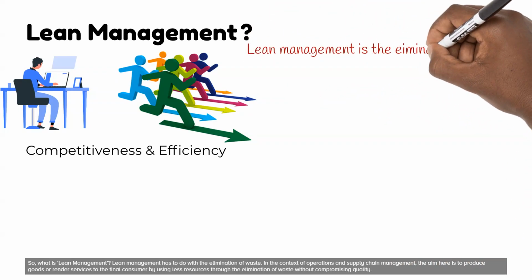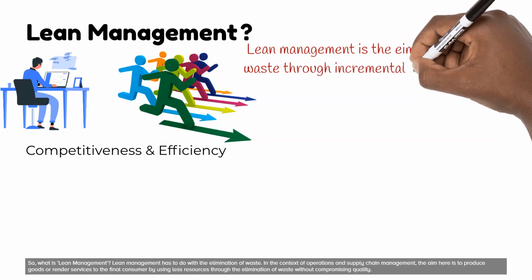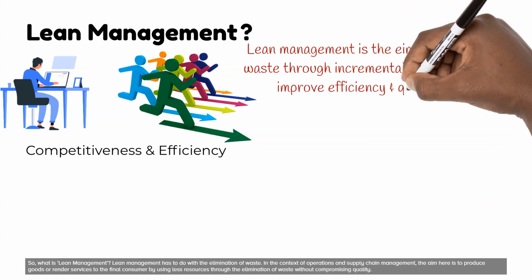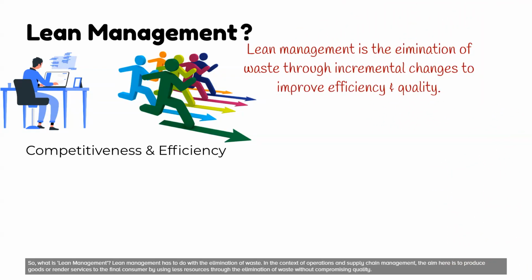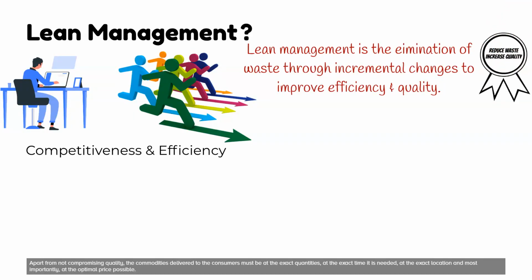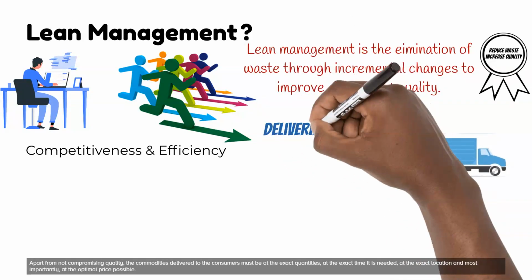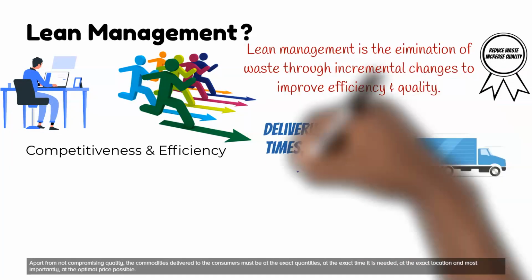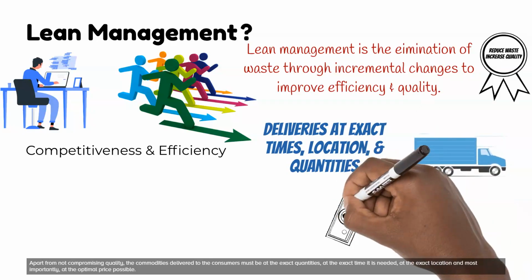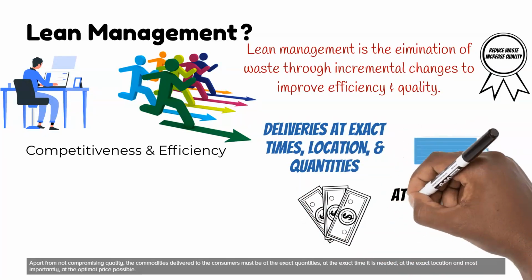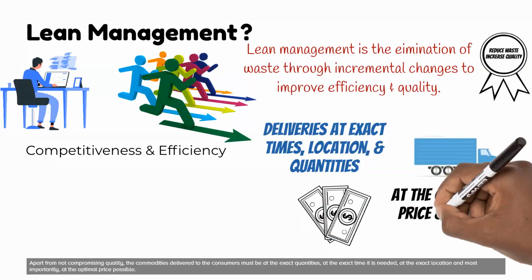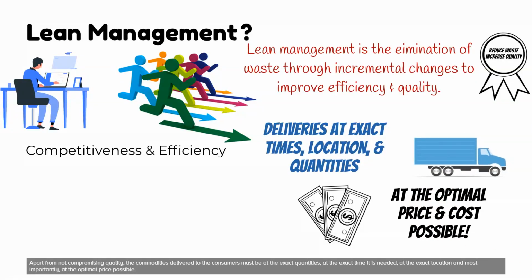Lean management has to do with the elimination of waste. In the context of operations and supply chain management, the aim here is to produce goods or render services to the final consumer by using fewer resources through the elimination of waste without compromising quality. Apart from not compromising quality, the commodities delivered to the consumers must be at the exact quantities, at the exact time it is needed, at the exact location and, most importantly, at the optimal price possible.